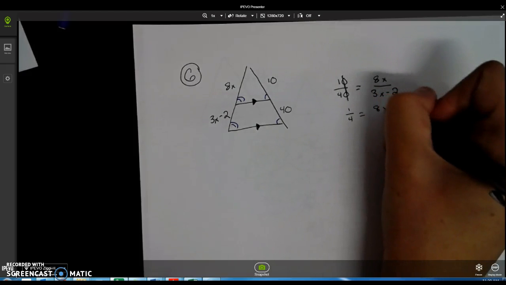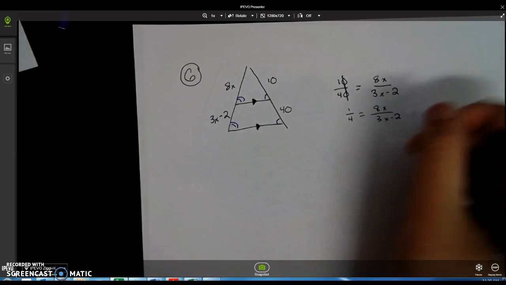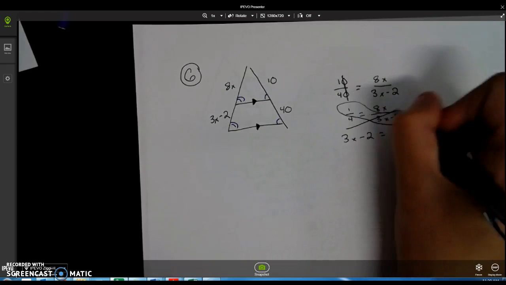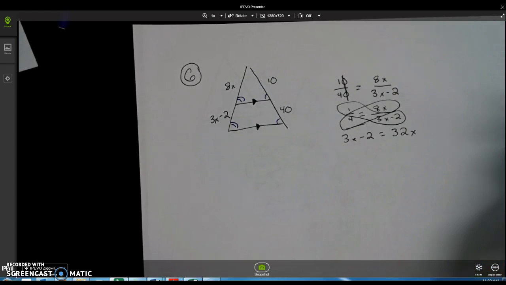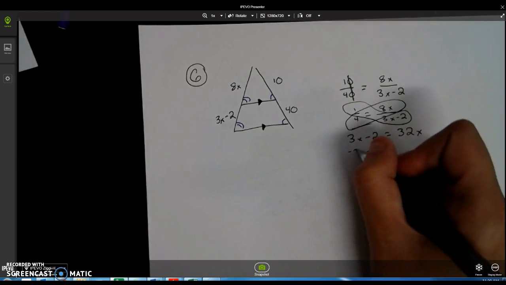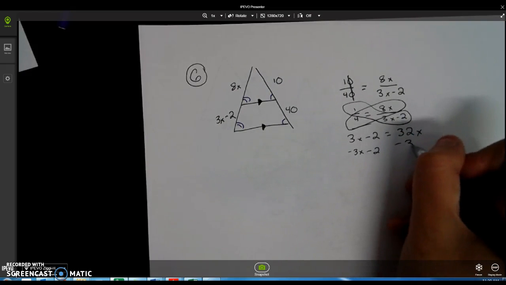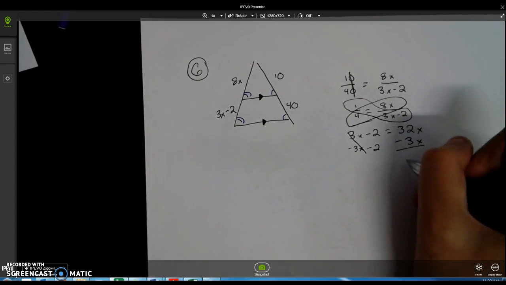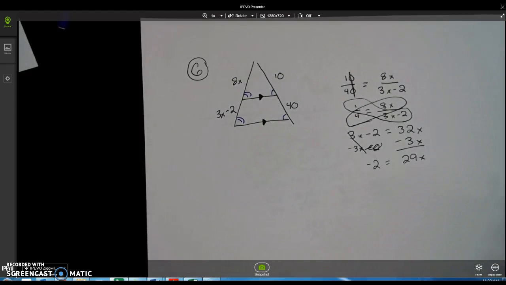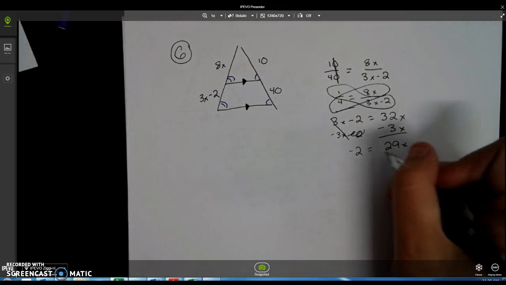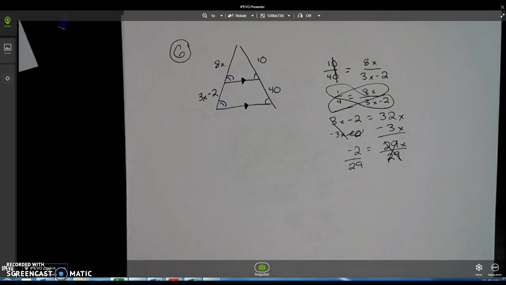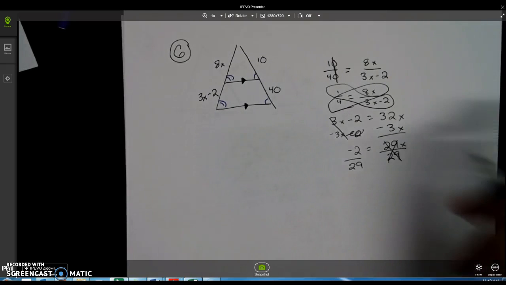I'm actually just going to rewrite that. Cross multiply. Cross multiply. And then I've got to subtract, right? So minus 3x on this side, minus 3x on this side, equals -2. That does not turn out pretty, but you've got the idea. Divide by 29, divide by 29, and I get x equals -2 over 29.